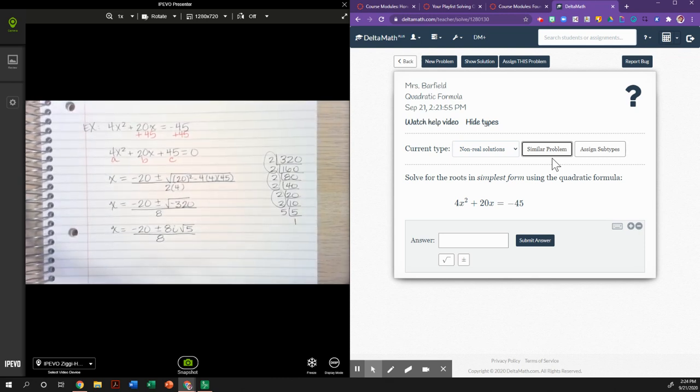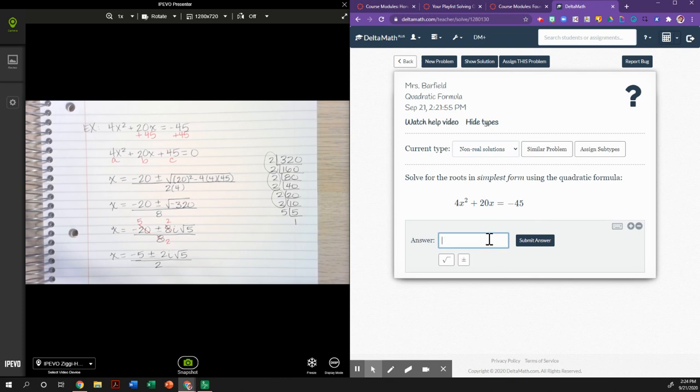Okay, all right, and then I'm going to reduce by a factor of 4. So if I divide by 4, I get 5. Divide by 4, I get 2. Divide by 4, I get 2. So x equals, and notice I did not incorporate what was underneath the radical when I made that decision. So I get negative 5 plus or minus 2i root 5 all over 2.